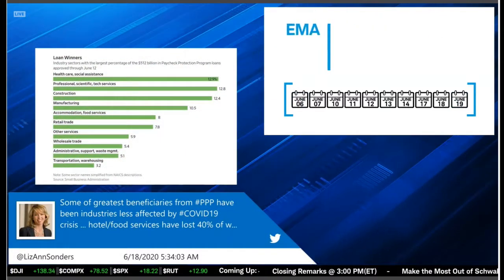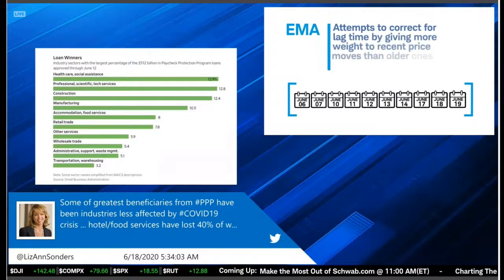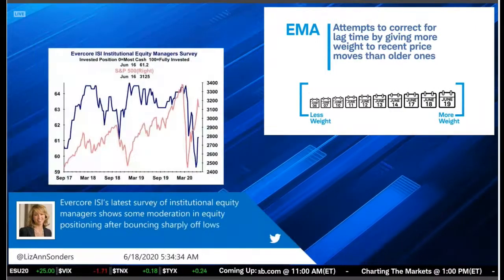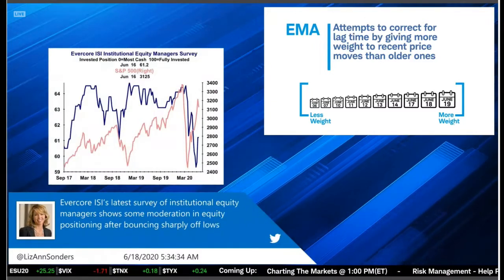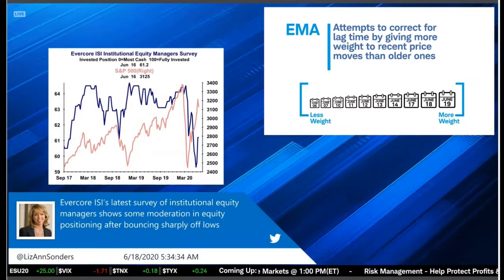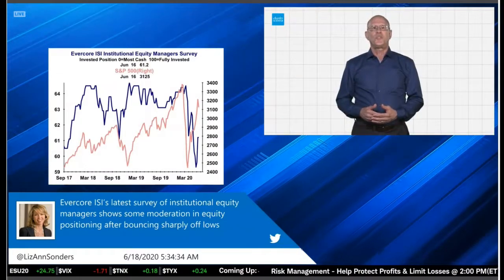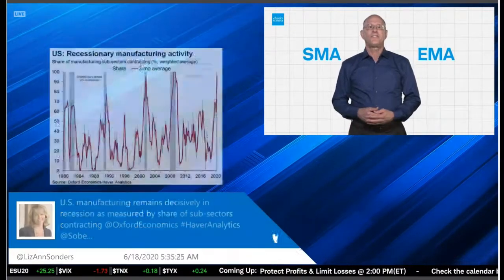That's where exponential moving averages come in. EMAs attempt to correct for the lag time of an SMA by giving more weight to recent price moves than older ones. Unfortunately, because of the weighting, EMA is a more complex calculation, but most trading platforms do it automatically. So, how do you choose when to use an SMA or an EMA? That will depend on your strategy.